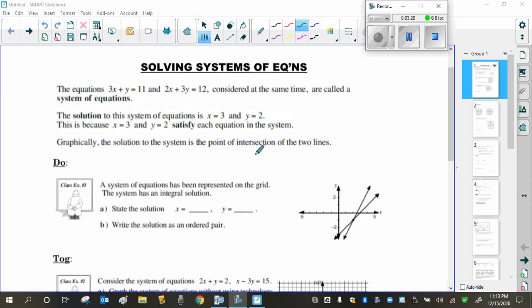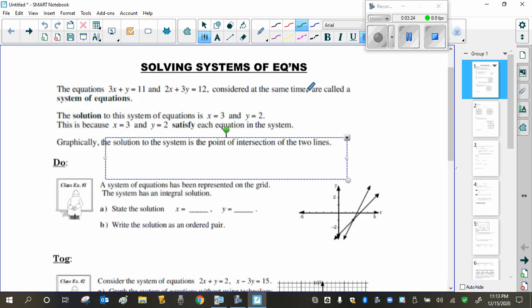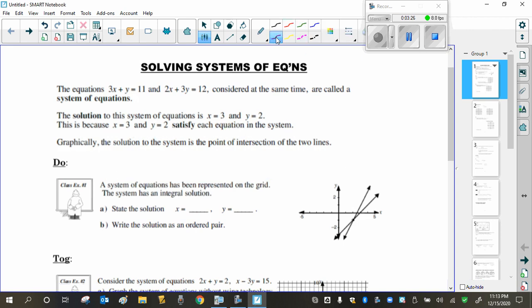Okay, so the solution is the intersection point. So where do these two lines intersect? Right here. 2 to the right and 1 down. 2 to the right and 1 down is that ordered pair.